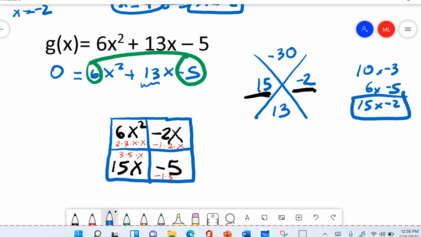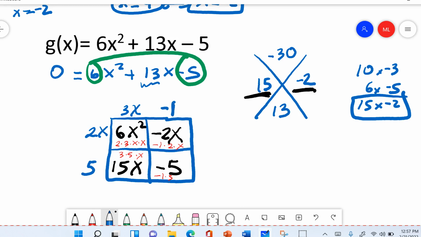GCF for the first row. Okay, I see that they share a 2 and they share 1x. Second row, what do they share? Only 5. First column, what do they share? Okay, I see that they share a 3 and they share an x. Second column, they share negative 1. And that's it, right? So negative 1.